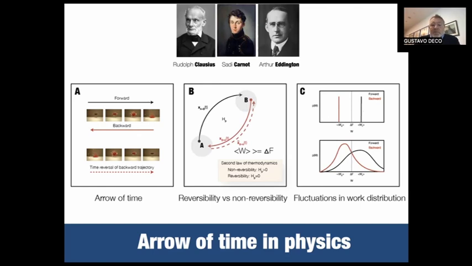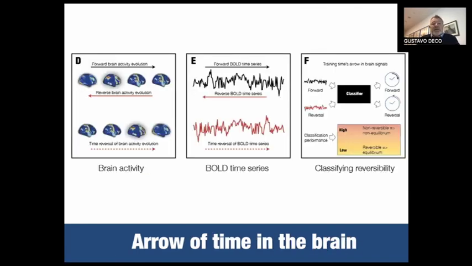Actually, our approach, or the approach that we will present now, is not to measure directly the entropy production, but to try to assess this arrow of time by comparing the forward evolution and the backward evolution of the brain signal. And this is what we are showing here.